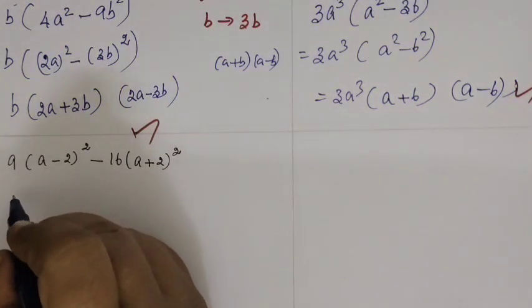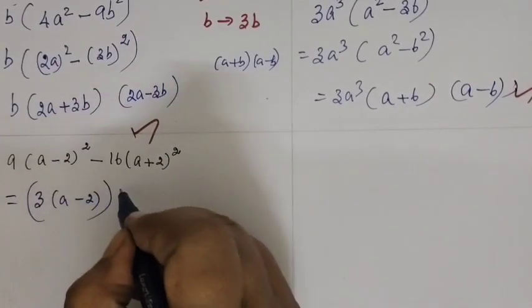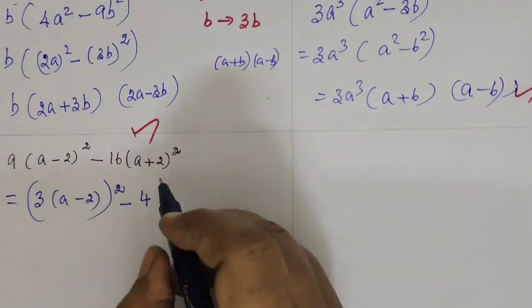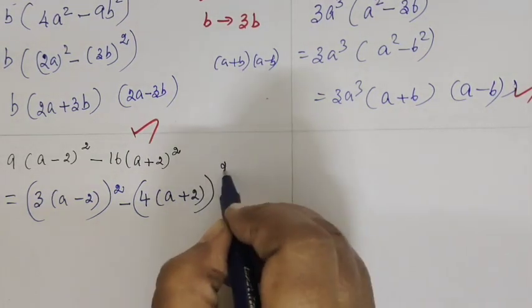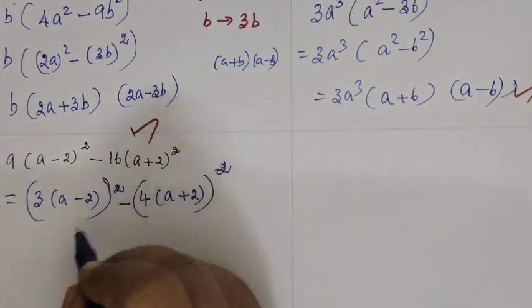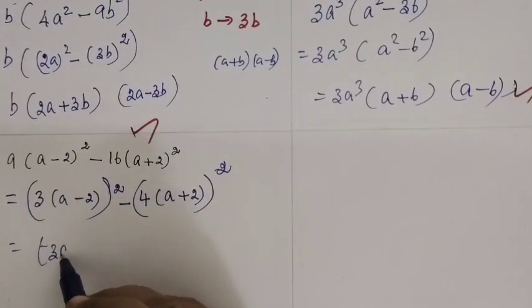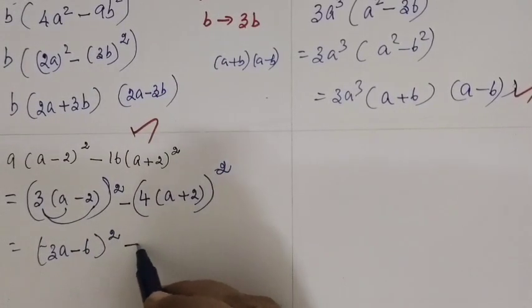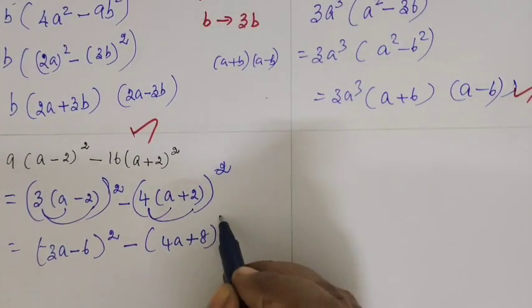So now question number 9 is equal to 3 bracket a minus 2 whole square, because 9 can be written as 3 square. Then minus 4 bracket a plus 2 the whole square. So this is of the form a squared minus b squared. Even you can take 3 inside. So 3a minus 6, the whole square, minus 4a plus 8, the whole square.